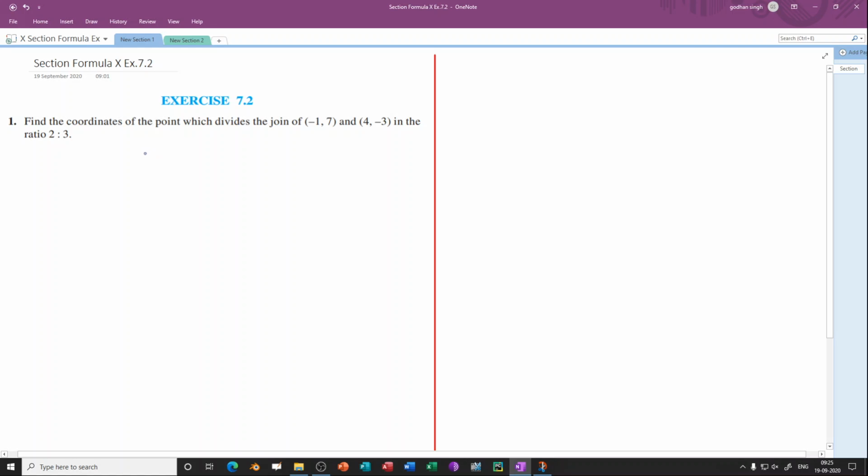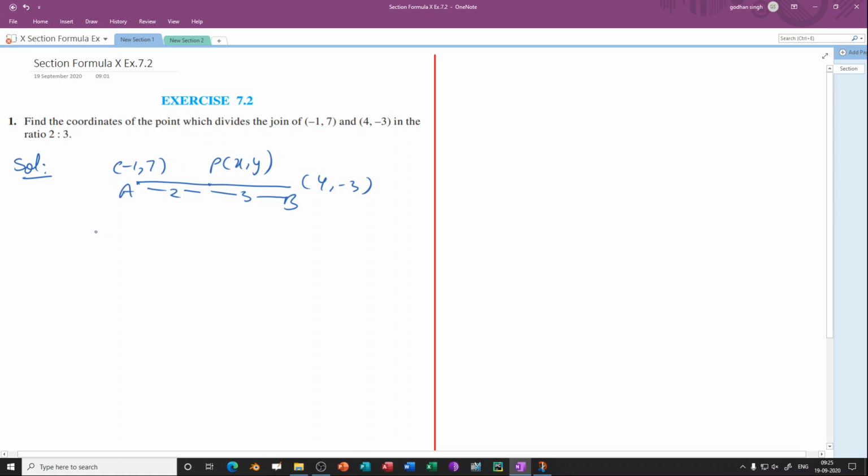Exercise 7.2. Find the coordinates of the point which divides the join of -1, 7 and 4, -3 in the ratio 2:3. To solve this one, first of all we will draw a rough diagram. Suppose this is the line segment AB. Let the coordinates of point A be -1, 7 and that of B be 4, -3, and let point P with the coordinates x, y divide this in the ratio of 2:3. So this is 2 and from here it will be 3.